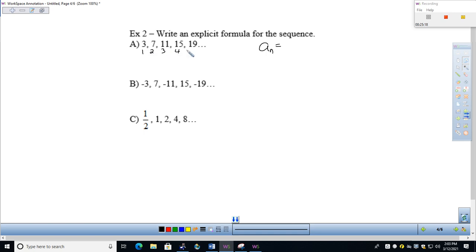So 1, 2, 3, 4. So we're looking for a rule to match the inputs to those outputs. So whatever I do to 1, I've got to get 3. Whatever I do to 2, I've got to get 7, etc., etc. Now, a couple things to note with this.